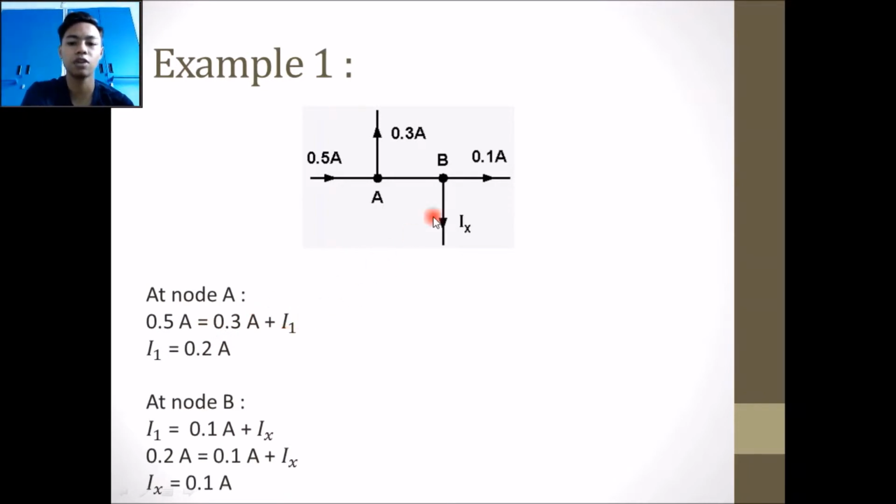Okay, the next step is at node B. We have to determine the Ix by looking at the node B. At node B, the current entering the node is I1. I1 is here. So I1 equal to Ix plus 0.1 ampere. We already got our I1 from the first equation, I1 equal to 0.2 ampere. So we get 0.2 ampere equal to 0.1 ampere plus Ix. By using the subtracting method, Ix equal to 0.1 ampere.